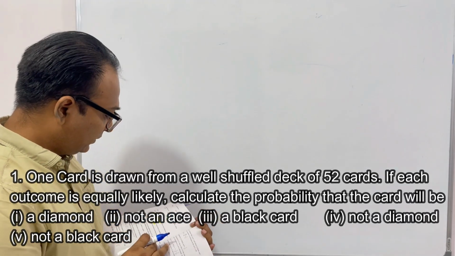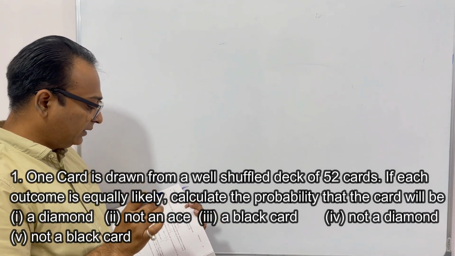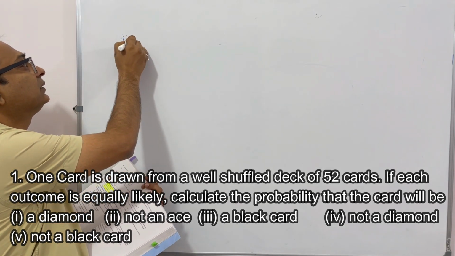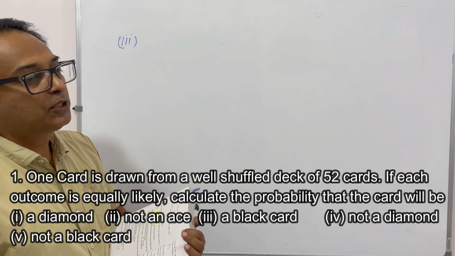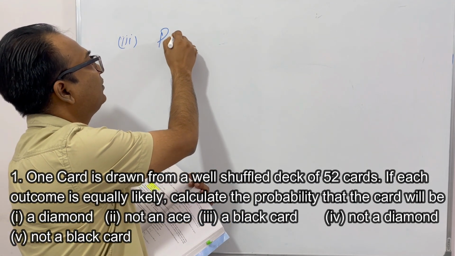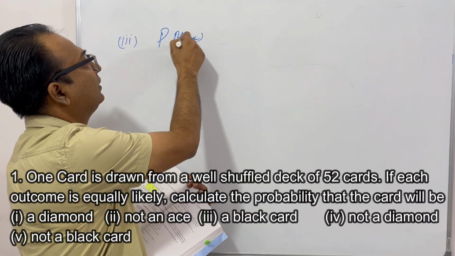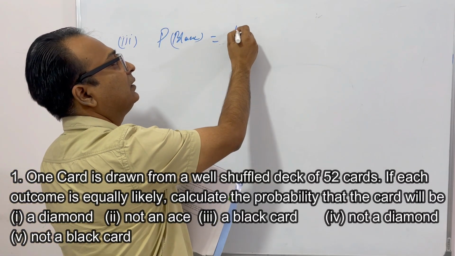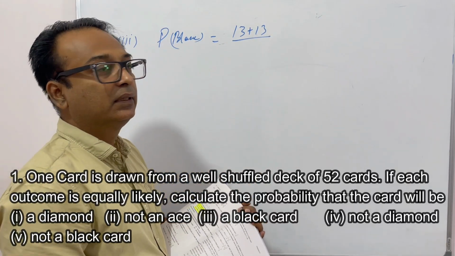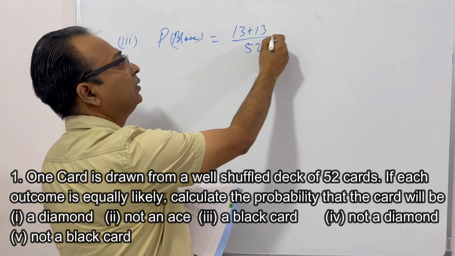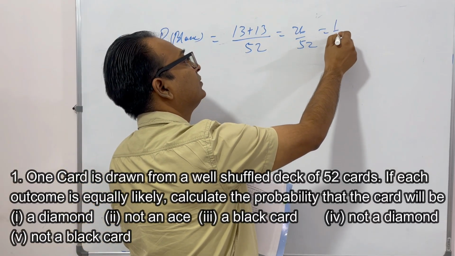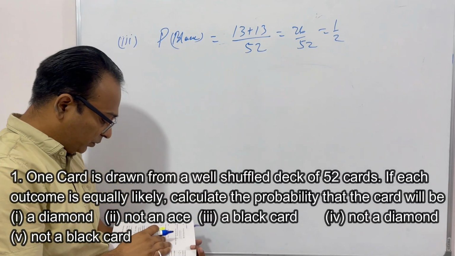The third is the probability that the card will be a black card. Black card means it is either spade or club. So the probability of getting a black card will be 13 spades and 13 clubs out of a total of 52. So this is 26 by 52. This is half, 1 by 2.